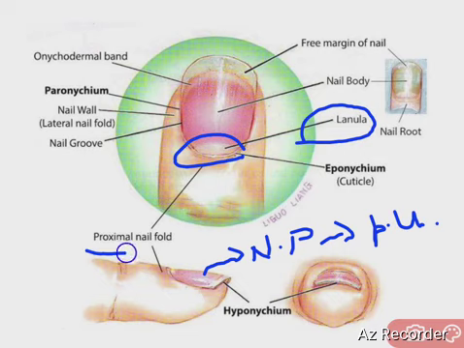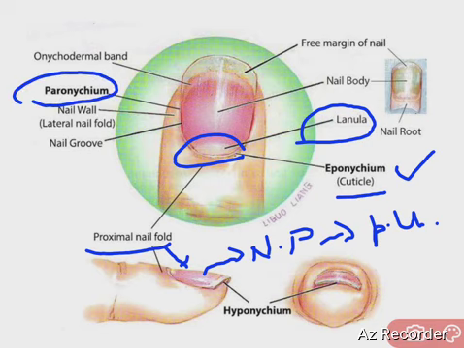The proximal skin fold extends a little bit over the nail blade. We will call it the cuticle or eponychium. The skin beside the nail plate is called the paronychium, and the part which is below the nail plate is called the hyponychium. So remember: nail plate, lanula, eponychium, paronychium and hyponychium.